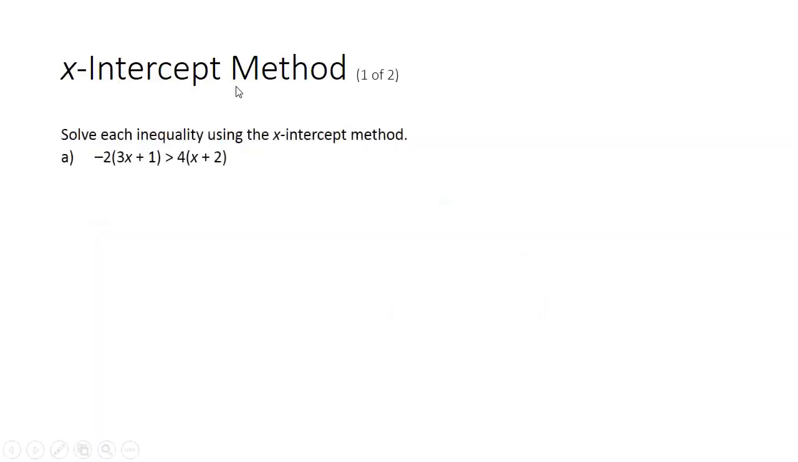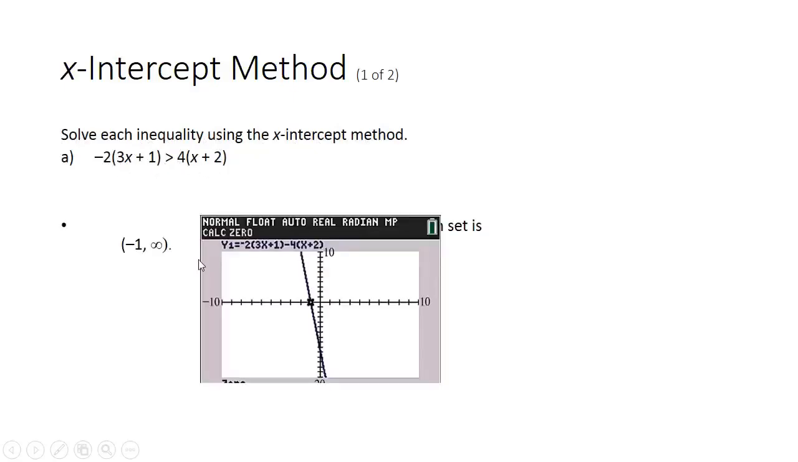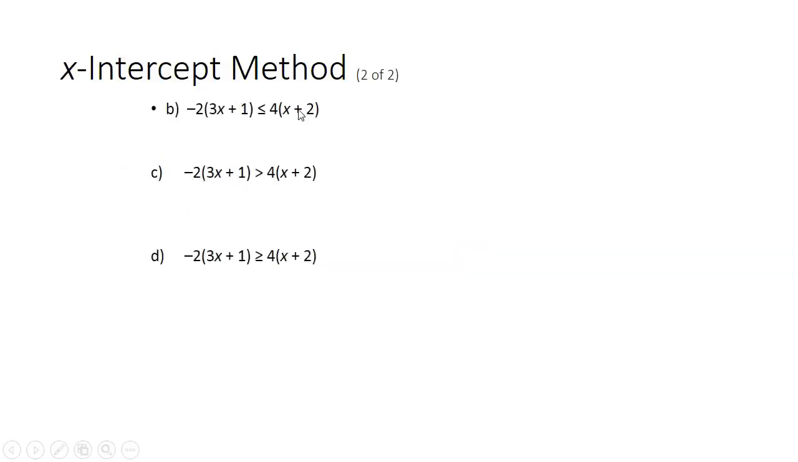So, the x-intercept method here, solving an inequality using the x-intercept. Here we have minus 2 times 3x plus 1 greater than 4 times x plus 2. In this case, as you can see, the intersection would be at minus 1, and the solution would be from negative 1 to infinity, or the part below that. So these are 3 examples that you can explore. Now would be a good time to pause the session and see if you can get the same results.